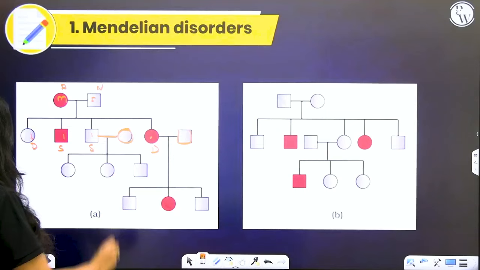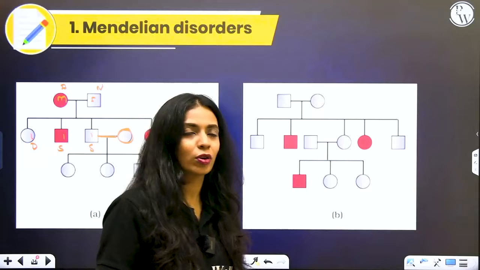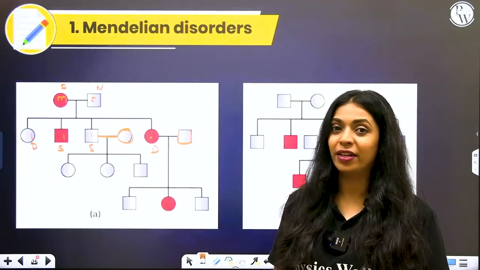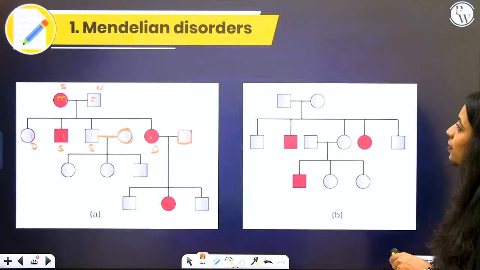So by understanding the pedigree, you can try to understand or find out what kind of inheritance is it. Is it X-linked? Is it autosomal? Is it dominant? Is it recessive? All that you can find out by going through and analyzing these pedigree charts.